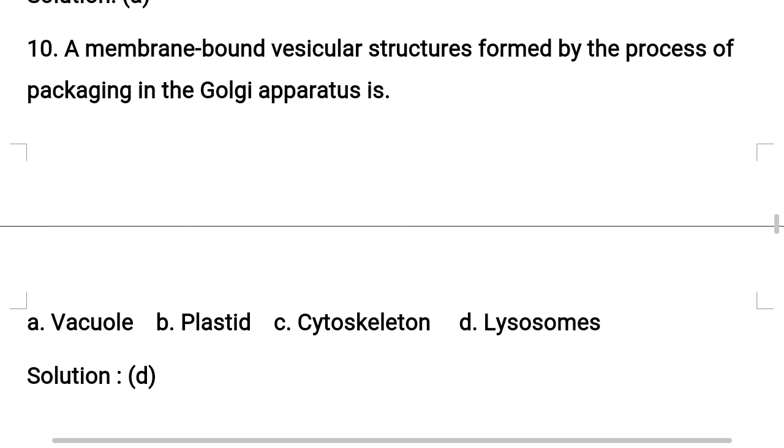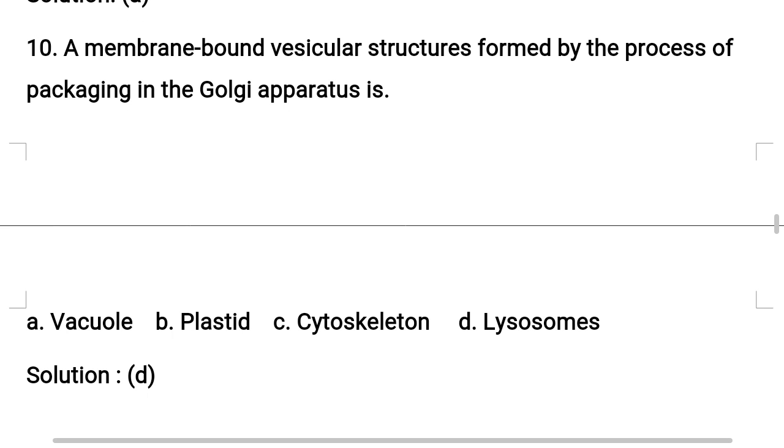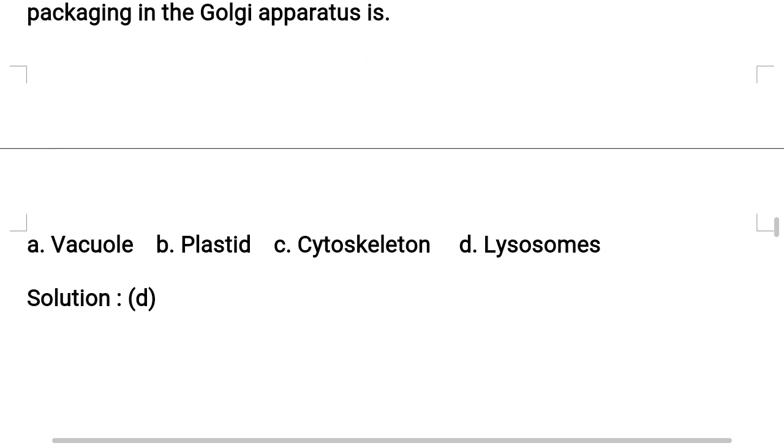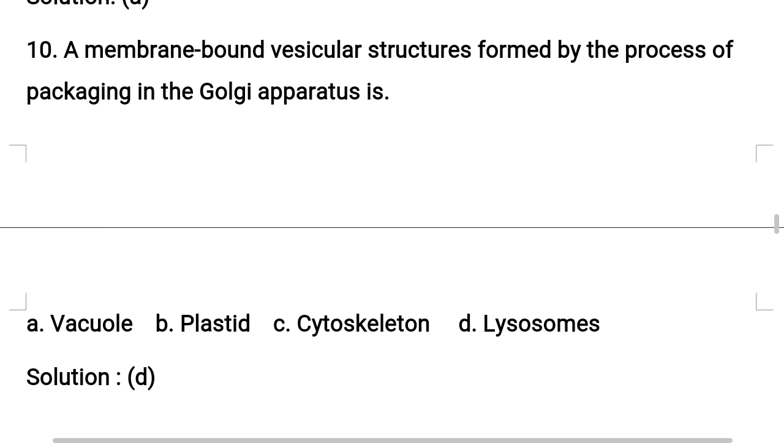Students, lysosomes are membrane bound vesicular structures formed by the process of packaging in the Golgi apparatus. Understand? So the isolated lysosomal vesicles have been found very rich in almost all the types of hydrolytic enzymes. Understand? So the correct answer is nothing but option D, lysosomes.